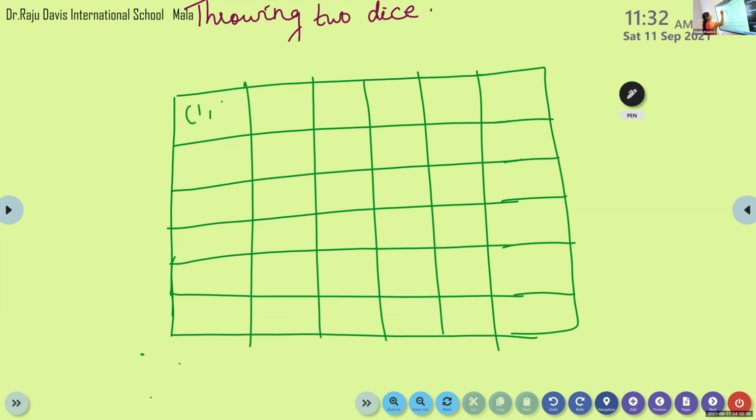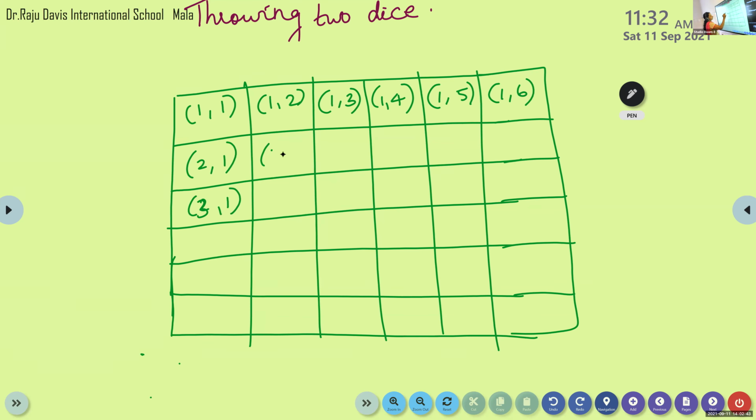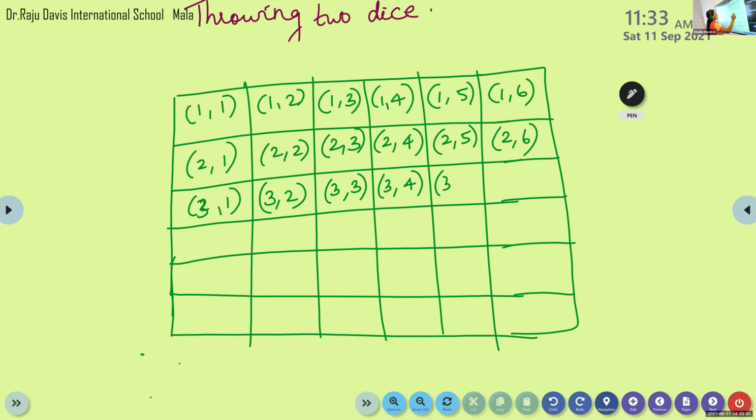So when we throw two dice, the outcomes are 1,1; 1,2; 1,3; 1,4; 1,5; 1,6. Then 2,1; 2,2; 2,3; 2,4; 2,5; 2,6. Then 3,1; 3,2; 3,3; 3,4; 3,5; 3,6.